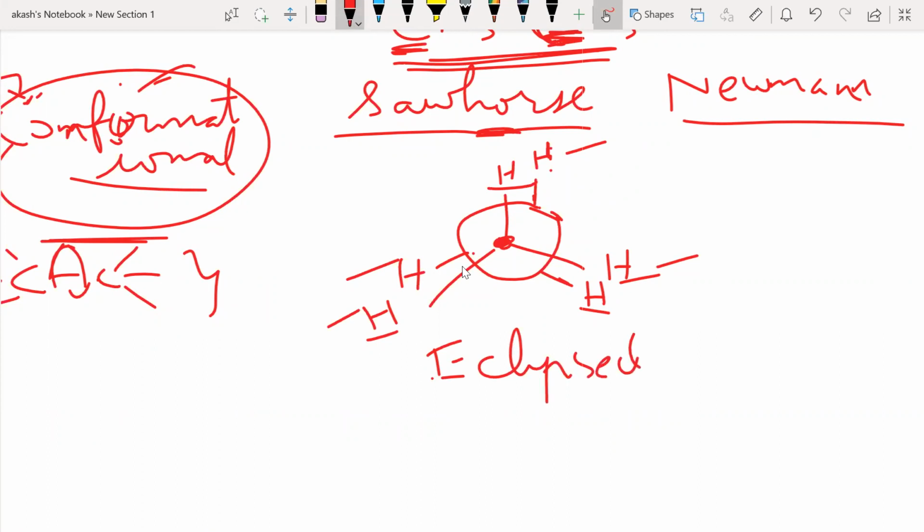It's called eclipse conformation. Why is it called an eclipse? Eclipse means one thing shadowing another. So these three hydrogen atoms are going to shadow the hydrogen atoms behind them. You will not be able to see them at all. That is eclipsed. Now, say the bond starts rotating.